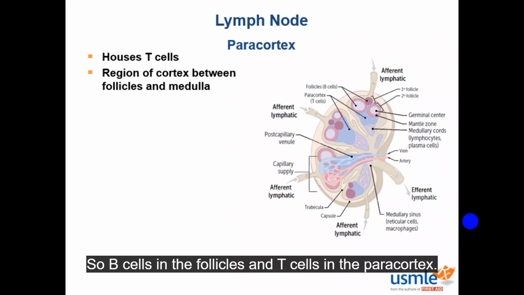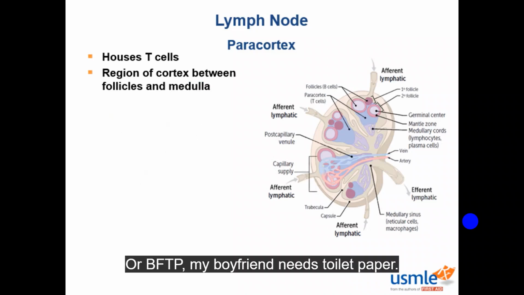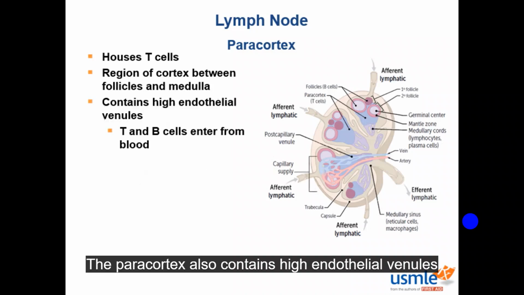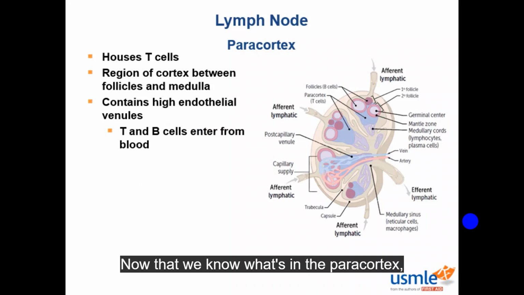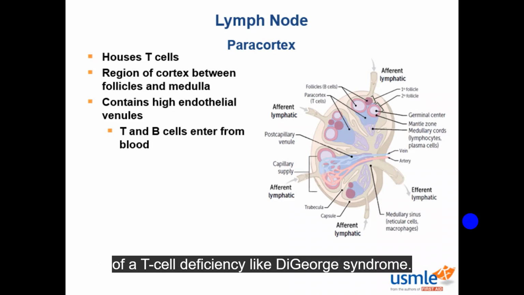So B cells in the follicles and T cells in the paracortex, or BFTP: my boyfriend needs toilet paper. The paracortex also contains high endothelial venules, where T and B cells enter from the blood. Now that we know what's in the paracortex, can you think of a condition in which the paracortex of the lymph node may not be well developed? You're right if you're thinking of a T cell deficiency, like DiGeorge syndrome.